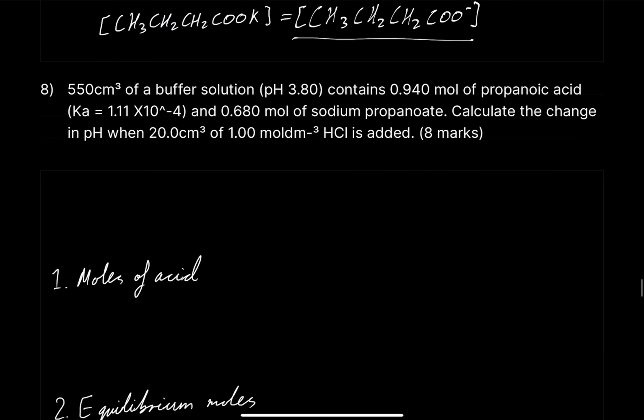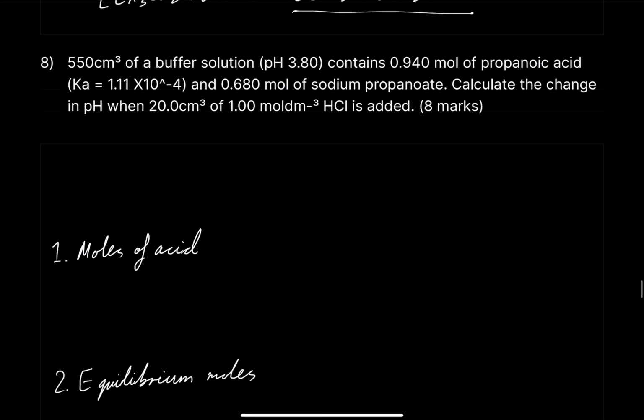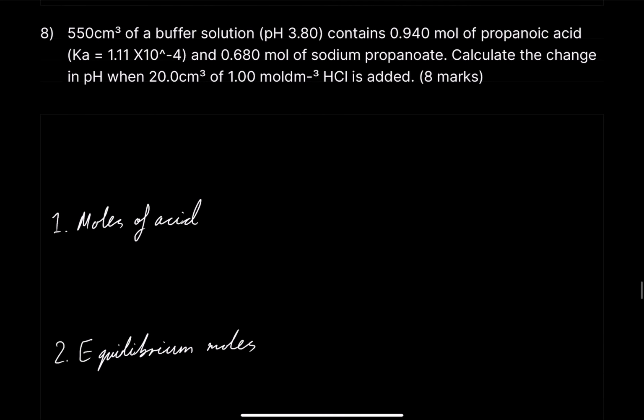I'm sorry if I am, but I'm just trying to make sure that I don't confuse people, because sometimes I confuse people. So anyway, we have 550 centimeters cubed of a buffer solution of pH 3.8, and it contains 0.940 moles of propanoic acid, where the Ka is 1.11 times 10 to the power of minus 4, and 0.68 moles of sodium propanoate. Now calculate the change in pH when 20 centimeters cubed of 1 mole per dm cubed HCl is added. Okay, 8 marks.